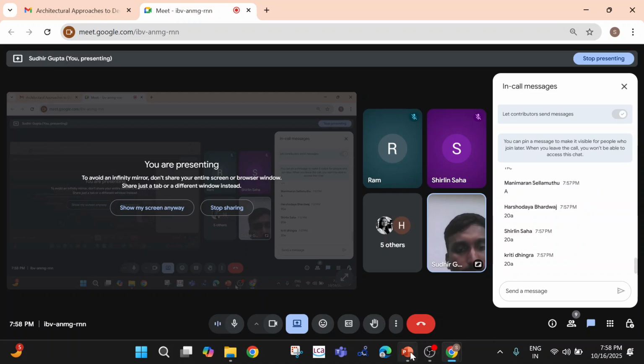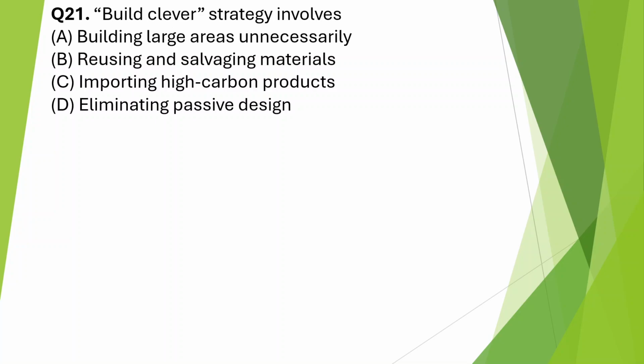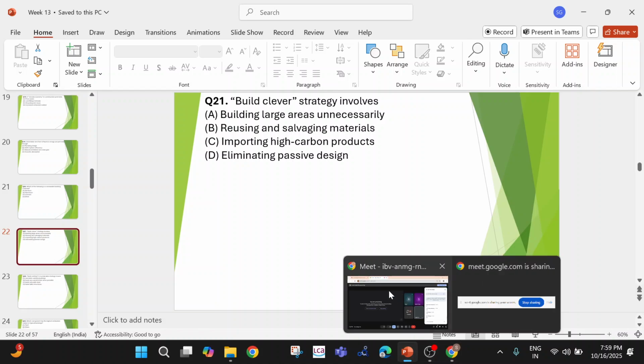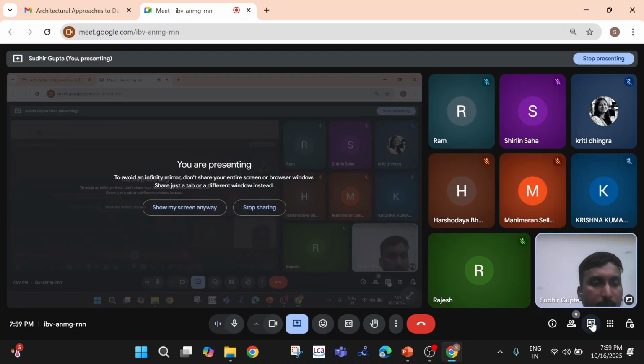So for this question number 21, let me project again for you all, guys. So 21 is asking you build clever strategy. So different building strategy was told to you. So build clever. What do you understand by the strategy build clever? All of you give your answers, and you have already given also, I feel, as I can see.